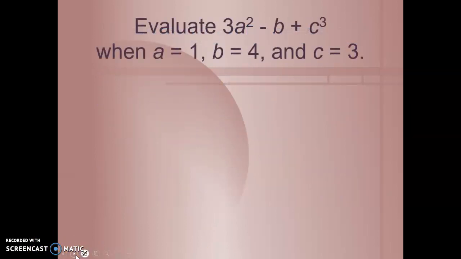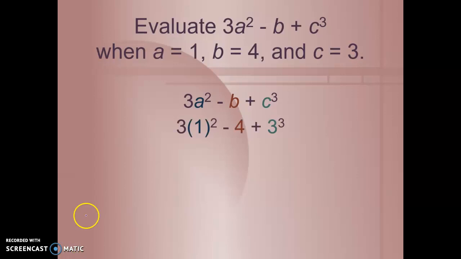So let's evaluate 3a squared minus b plus c cubed when a equals 1, b equals 4, and c equals 3. So the first thing that we're going to do is write the expression. The second thing we're going to do is substitute or plug in those values that we know. Again, let's be sure that we use parentheses, and this will make our job much easier when we get to more complicated expressions. Then, using the order of operations, we're going to simplify.